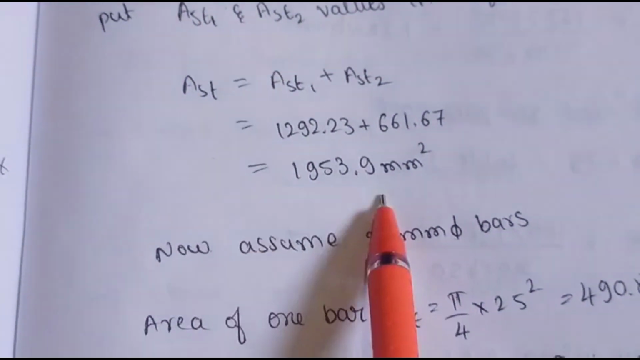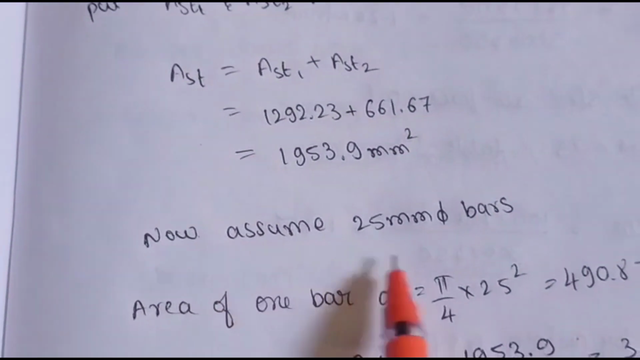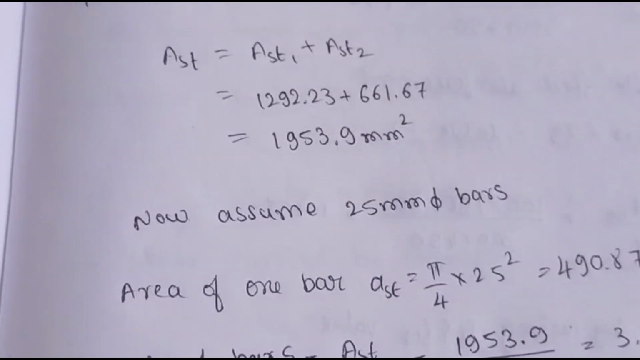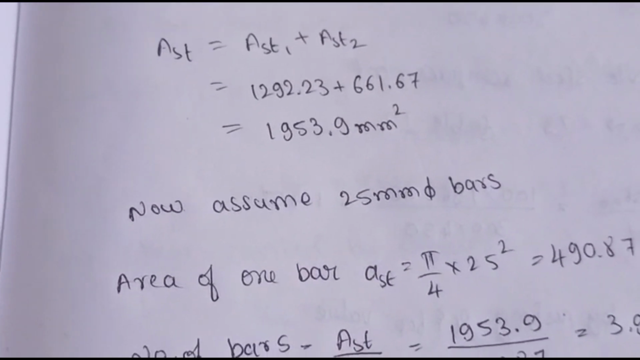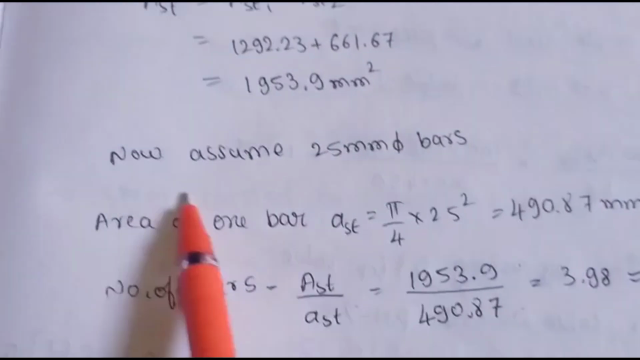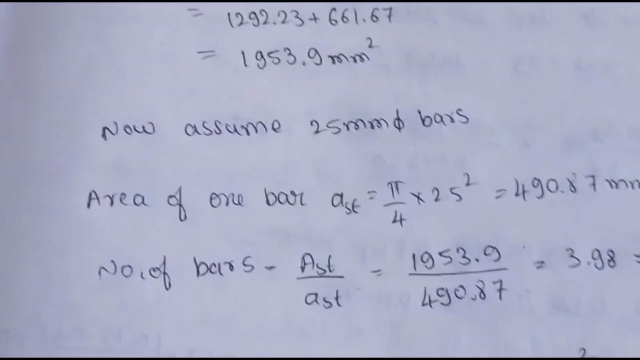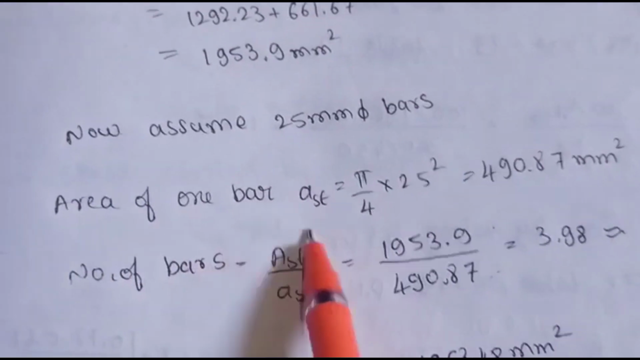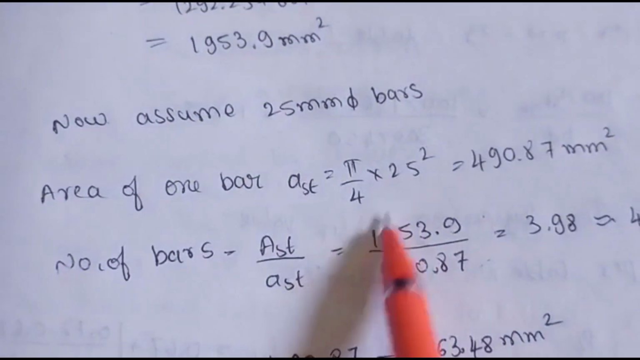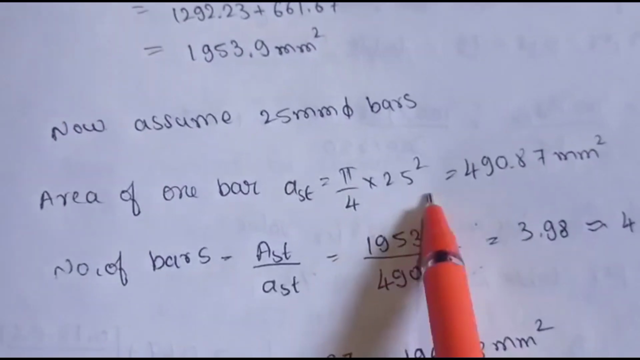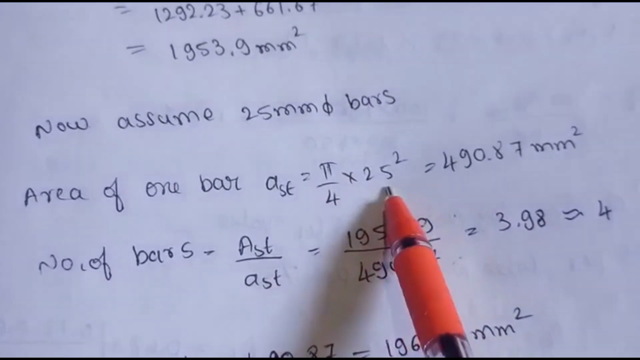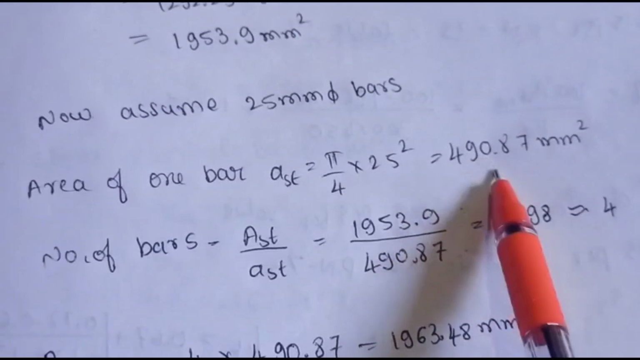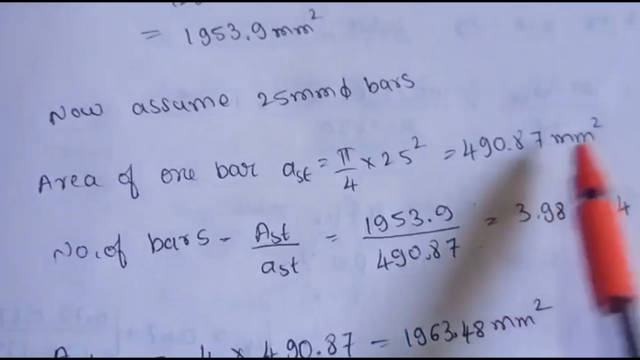This is the AST. So now assume 25 mm diameter bars to calculate the number of bars required to carry this area of tension reinforcement. I am taking 25 mm. So area of 1 bar, that is small AST, is equal to pi by 4 into 25 square. This is the diameter. Substitute all the values. Simplify this. We will get 490.87 mm square area of 1 bar.